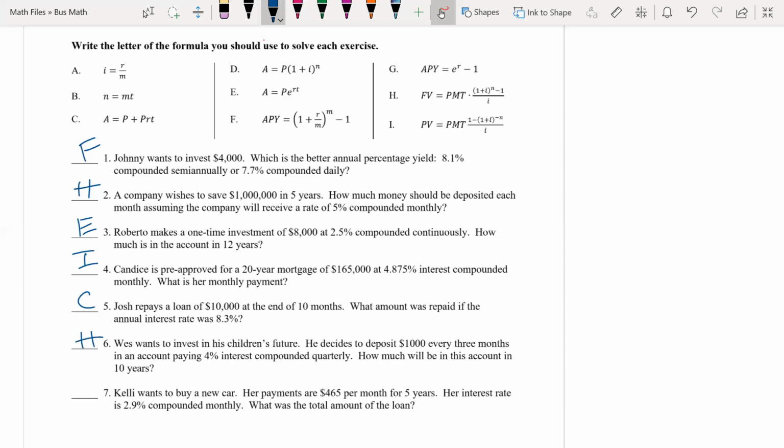Okay. And then 7, Kelly wants to buy a new car. Her payments are $465 per month for 5 years. Her interest rate is 2.9% compounded monthly. What was the total amount of a loan? And that's going to be under present value. So number 7 is going to be I.